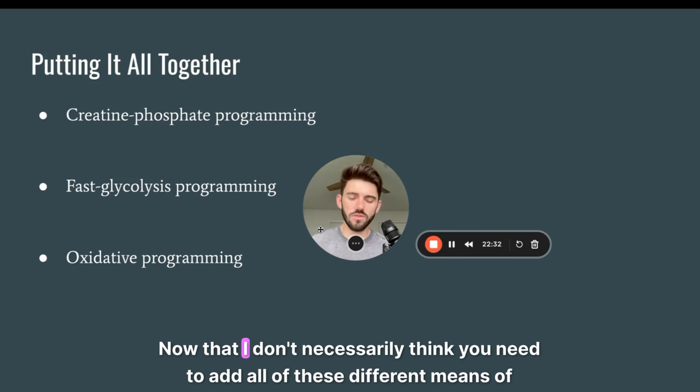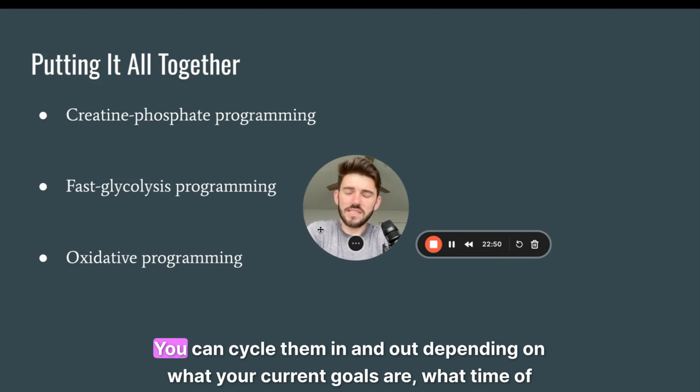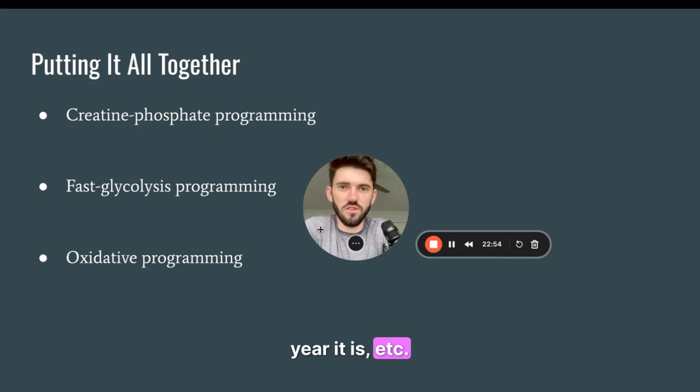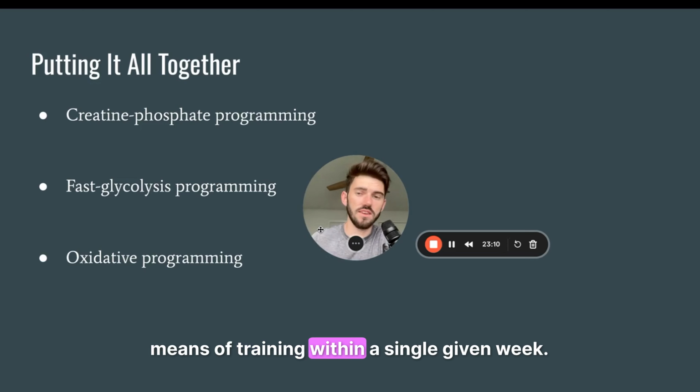Now, I don't necessarily think you need to add all of these different means of training in every block of training that you do. You can cycle them in and out depending on what your current goals are, what time of year it is, etc. But just for the sake of practicality, let's imagine you wanted to program all of these means of training within a single given week.